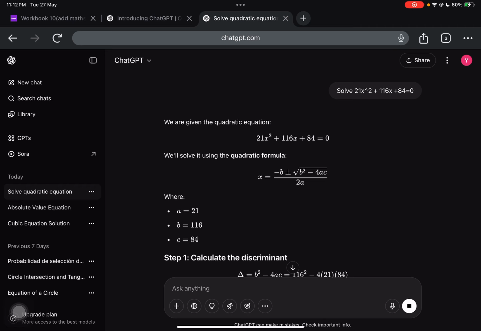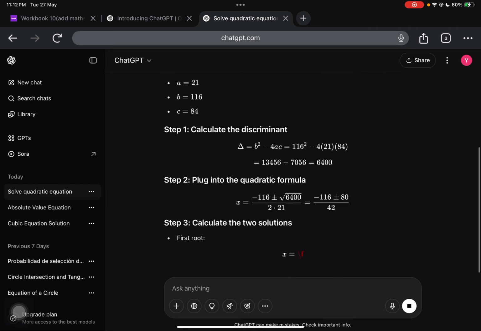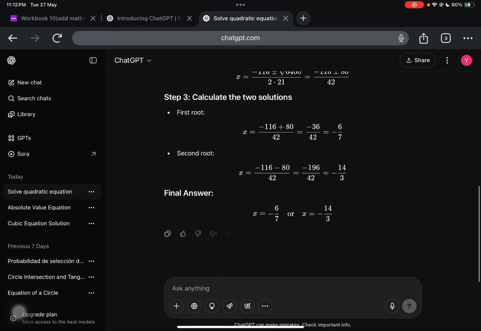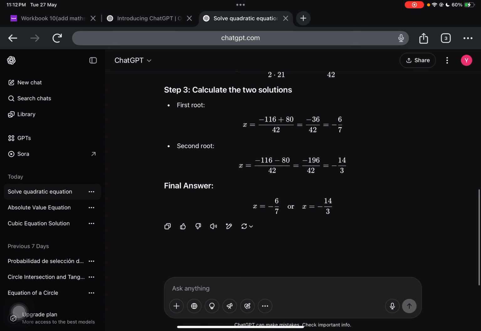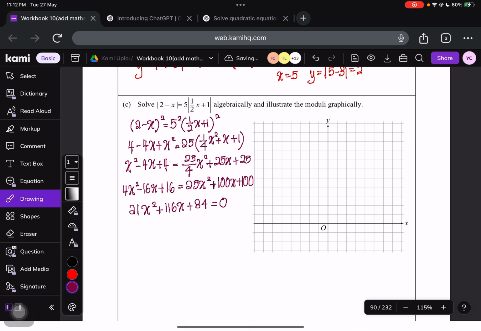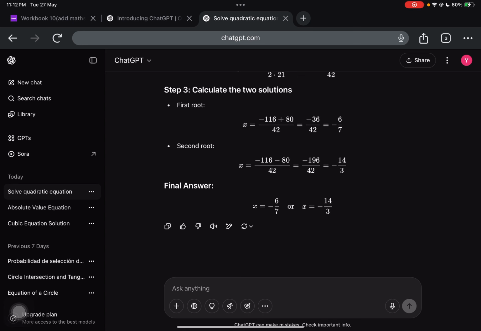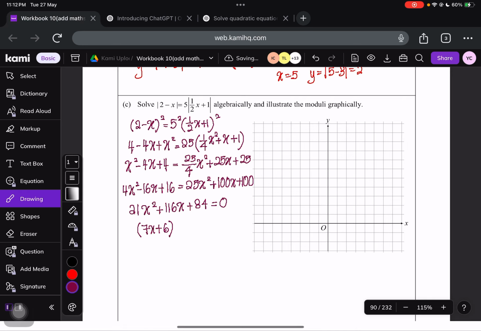Of course in the exam, the numbers won't be so big. It will be a nicer number which you can factorize easily. So here is just an example, that's why it's a bit difficult. The answer given to us is negative 6 over 7, so 7x plus 6, and the other one is negative 14 over 3, so 3x plus 14 equals 0. So my x equals negative 6 over 7, or x equals negative 14 over 3.